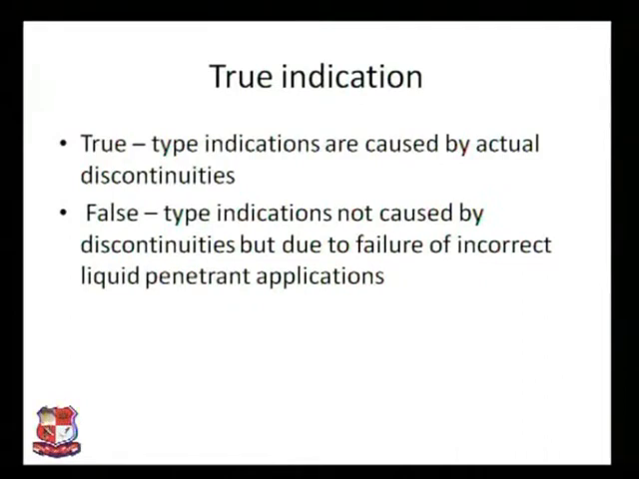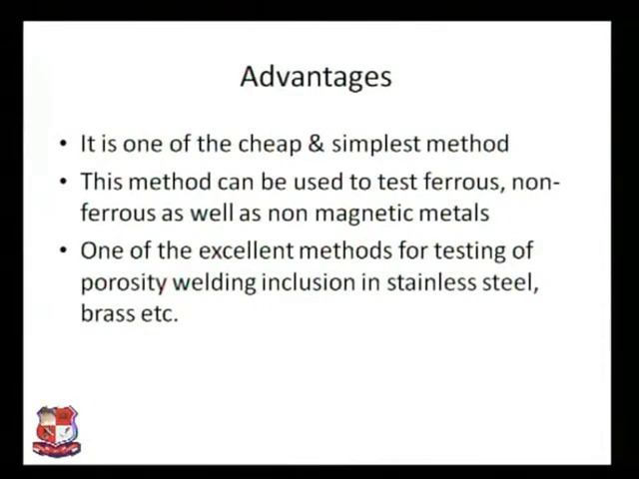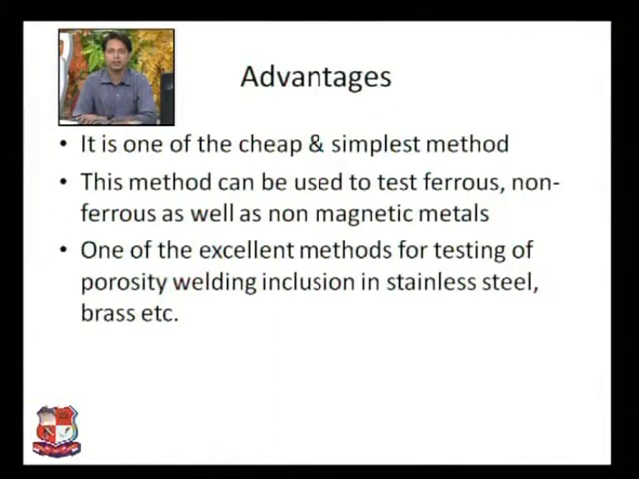You can see that it is one of the cheapest and simplest methods. First of all, by using the liquid penetrant method, this method is very cheap, and in comparison to that, it is the simplest method to find out the defect present on the surface. The second thing is, you can test any type of material. That means whether the material is ferrous, non-ferrous, or non-magnetic, non-magnetic metals can also be tested with the help of this method. So this is the second advantage.